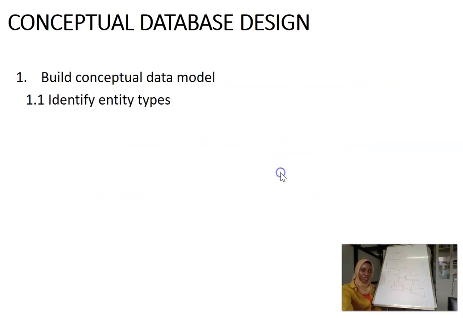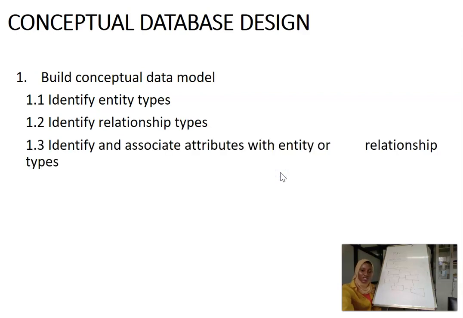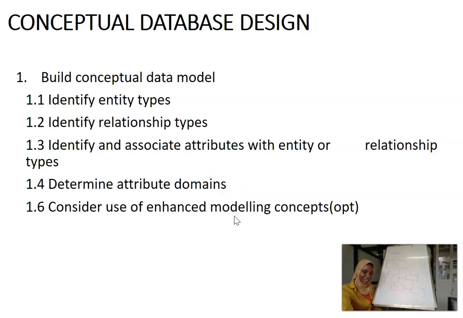In building a conceptual data model, you need to identify the entities, the relationship types, and the associated attributes for each and every entity and relationship type. You need to determine the attribute domain. Each and every attribute has a domain. For example, registration number is 15 characters and first name is 10 characters. That is what is referred to as the attribute domain. Then you need to consider the use of enhanced modeling concepts, which is optional, but we shall see how it is done.